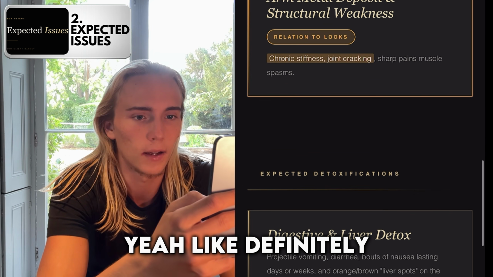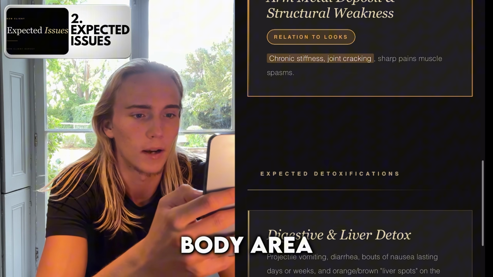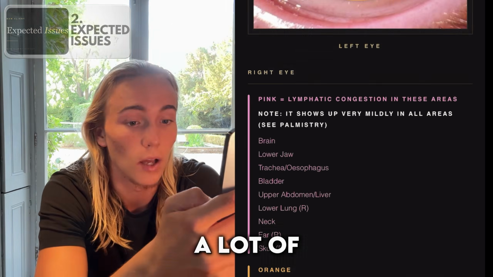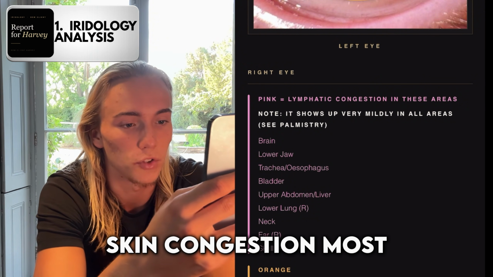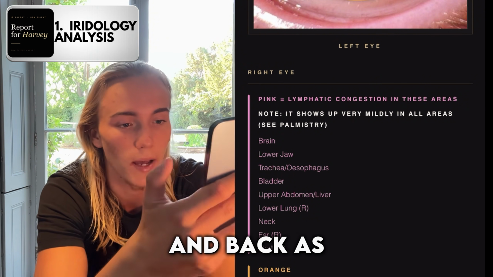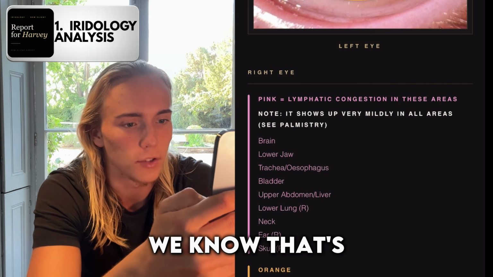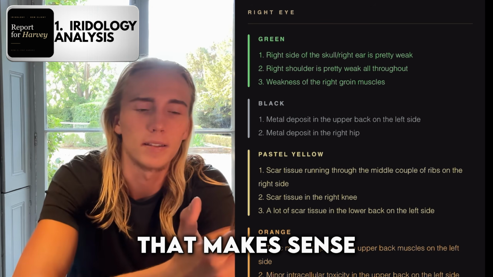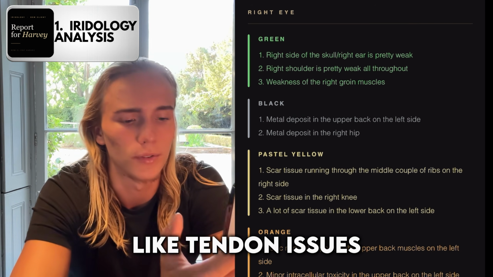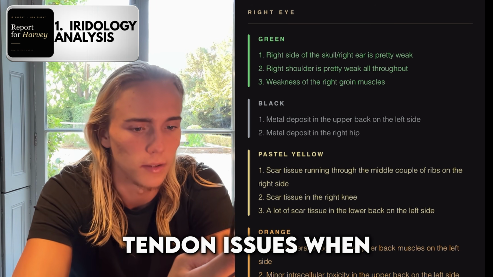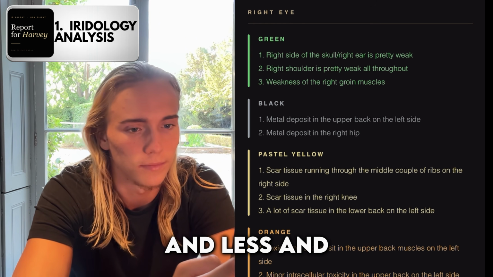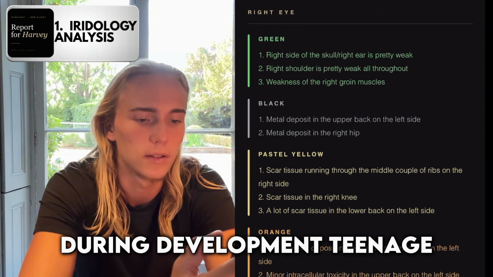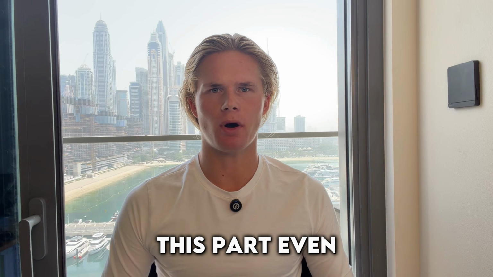Yeah, like it's definitely in the upper body area, like upper back, neck, shoulders, I back that. A lot of skin congestion, most concentrated on the chest and back, as we spoke about earlier. We know that's true. And then he's saying scar tissue in the right knee. That makes sense because I had a lot of tendon issues, especially patellar tendon issues when I was growing up, and less now, but a lot during development, teenage years. This part even shocked me.